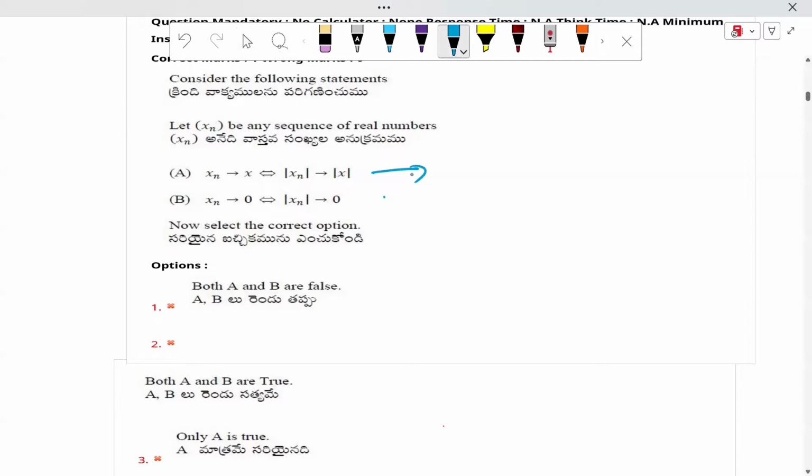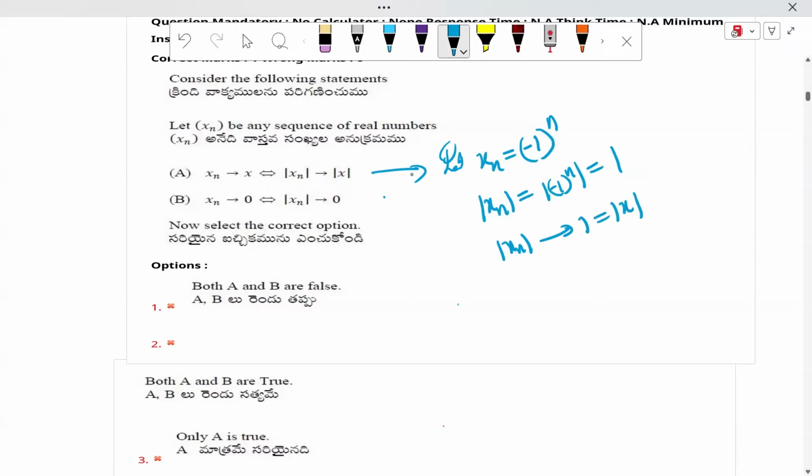For example, let xn be my sequence (-1)^n. What is |xn|? |xn| is |(-1)^n|, which is nothing but 1. So |xn| converges to 1, and 1 is the value of |x|. So that is the example.